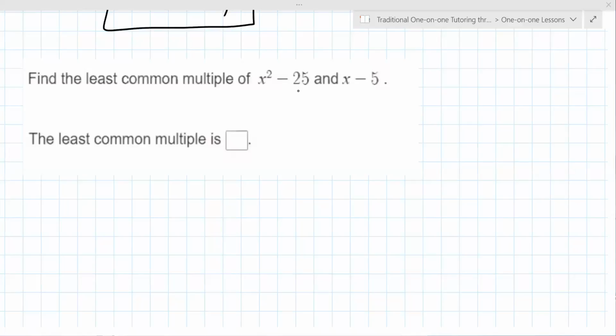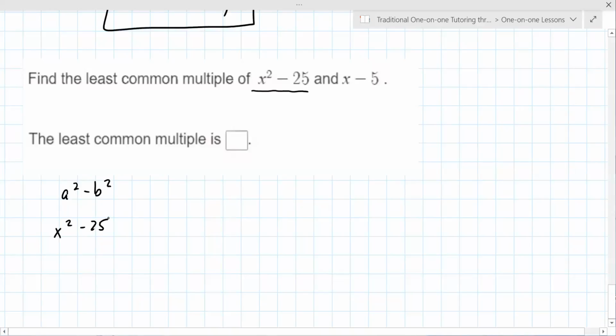X squared minus 25 is a difference of squares. So what would A be and what would B be in this case? A is x, because you square x to get x squared, and B is 5, because 5 squared gets you back to 25. It's like figuring out what's squared minus what's squared. The reason that's useful is this becomes x minus 5, x plus 5.